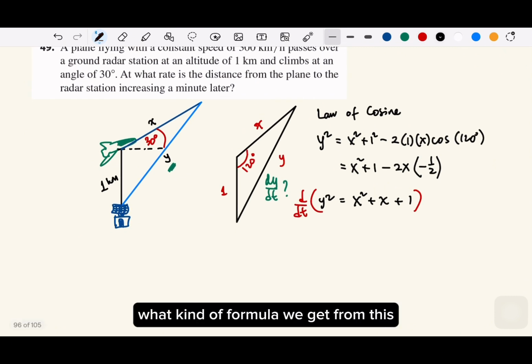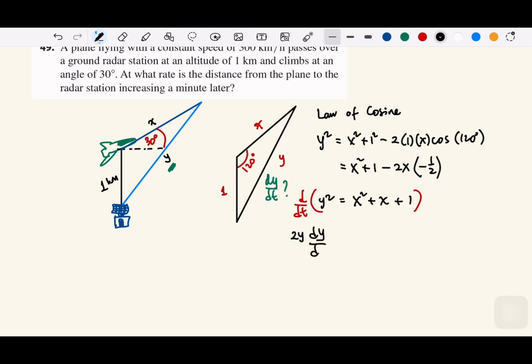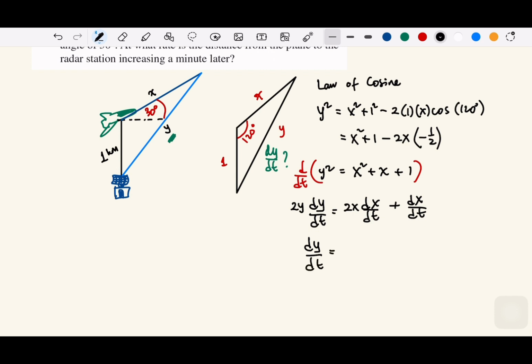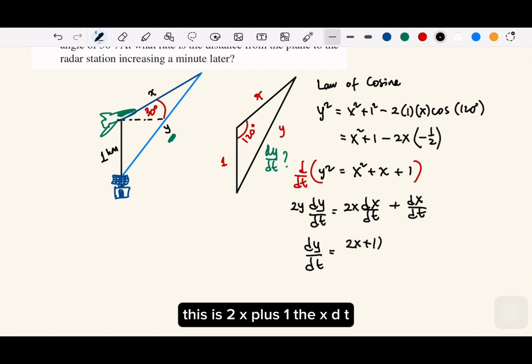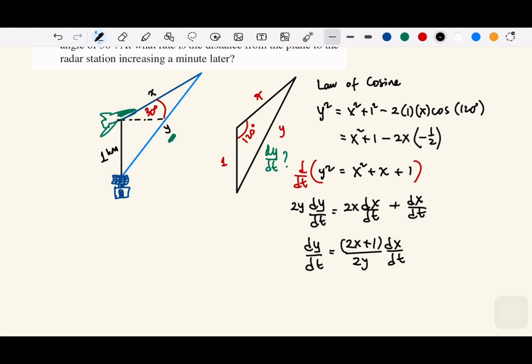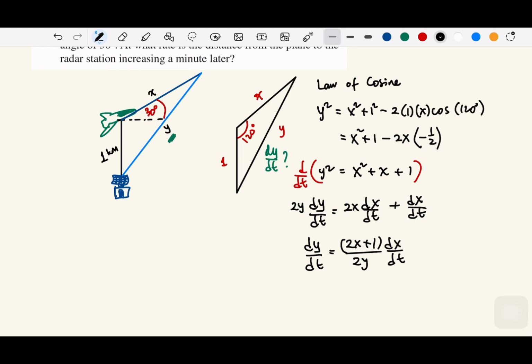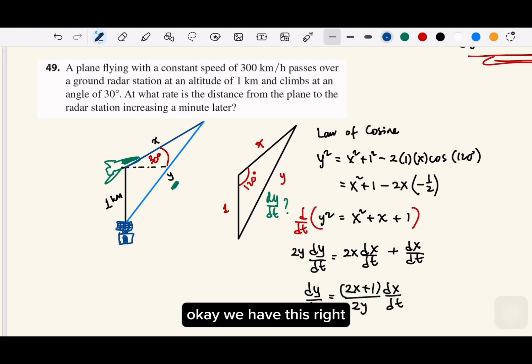Okay. So we would like to know the dy dt, of course, right? This is the question. So take derivative with respect to dt. And let's just write first what kind of formula we get from this. So we get dy dt is 2x plus 1 dx dt over 2y, right? Okay, dx dt we know. We need to find x and y, right?